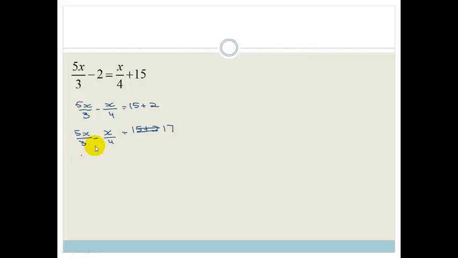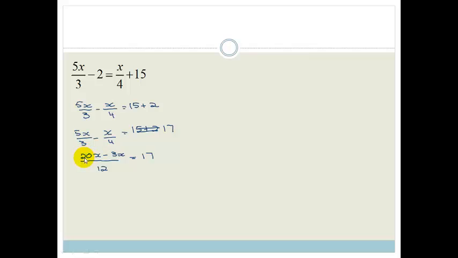And now we can look for a common denominator on the left-hand side, and the common denominator that I would go for is 12. Why? Because it's the smallest number that both 3 and 4 can go into. So the common denominator is 12. So then 3 goes into 12 4 times. 4 times 5 is 20. So we've got 20x minus 4 goes into 12 3 times. 3 times x is 3x, is equal to 17.